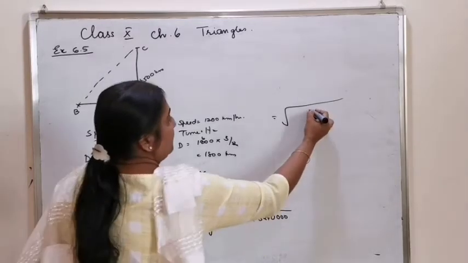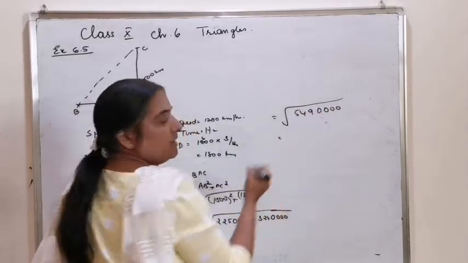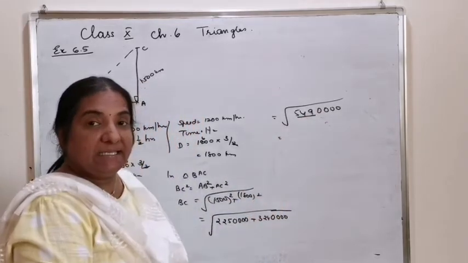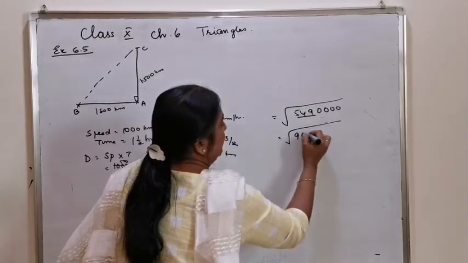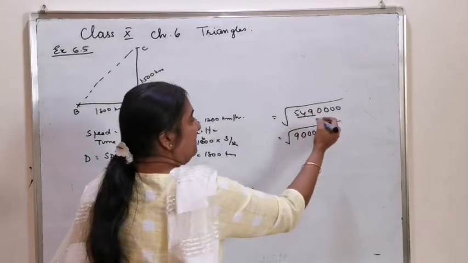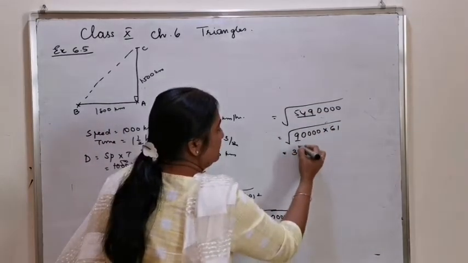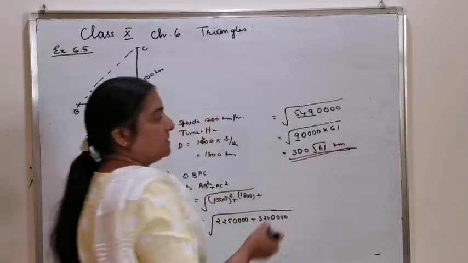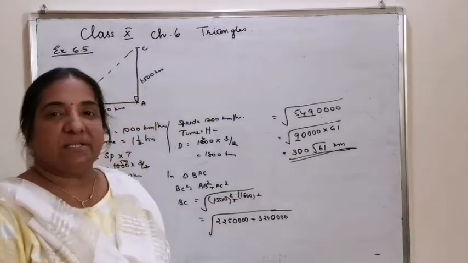It's a total of square root of 549. Now, since 5 plus 4 plus 9 is 18, it's a multiple of 9. Let us take it as 9 so that the square root part will be very simple. 549 divided by 9 will be 61, or it is 300 root 61 km. So the distance between the planes after 1.5 hours is 300 root 61 km.